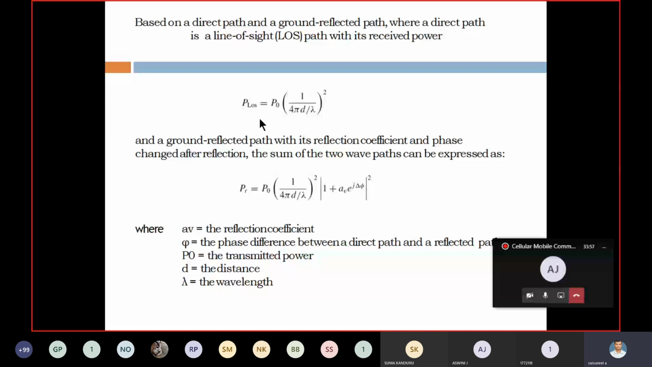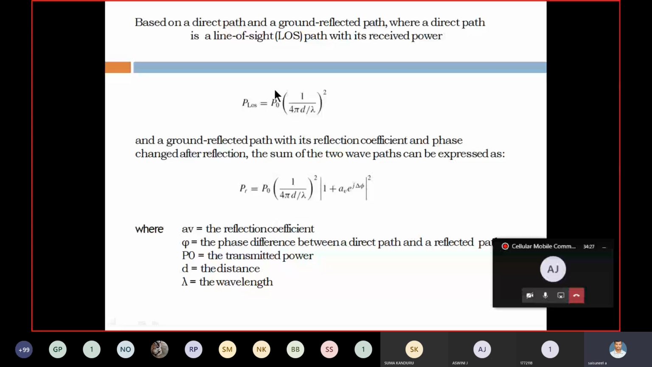Now, how much power is received? For this, we have to sum the two paths. What are the two paths? We assume the two paths are: one is the direct wave path, the second is the ground reflected path. That's why PR is equal to P naught into 1 by 4 pi d by lambda whole squared, multiplied by the summation, modulus of 1 plus Av into e power j delta phi, whole squared. Here what is my Av? What is my reflection coefficient?